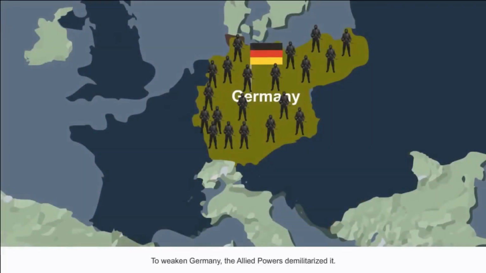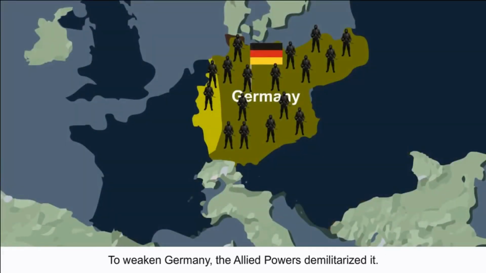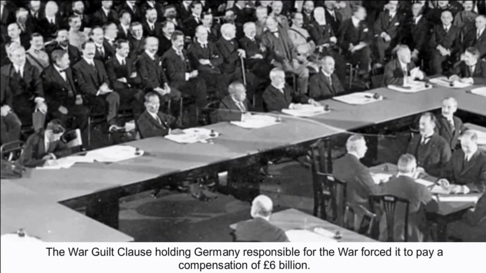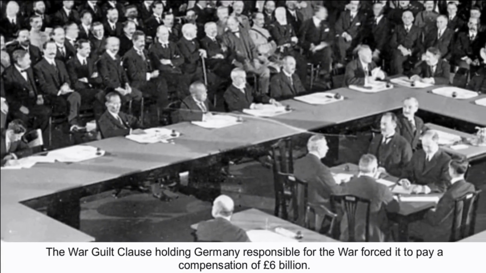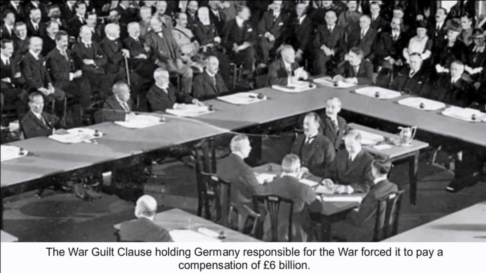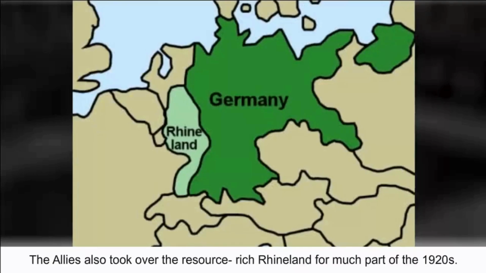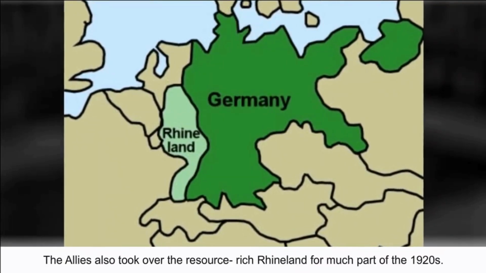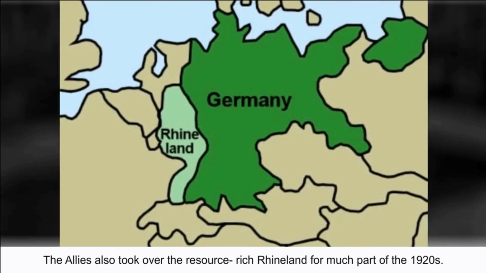To weaken Germany, the Allied powers demilitarized it. The War Guilt Clause, holding Germany responsible for the war, forced it to pay a compensation of £6 billion. The Allies also took over the resource-rich Rhineland for much part of the 1920s.